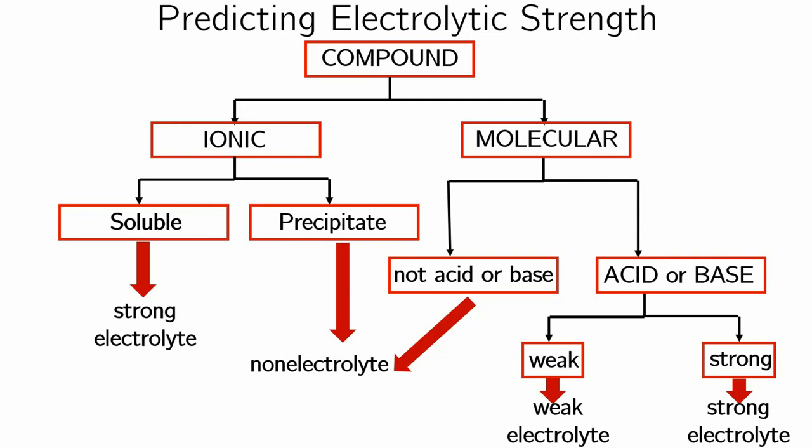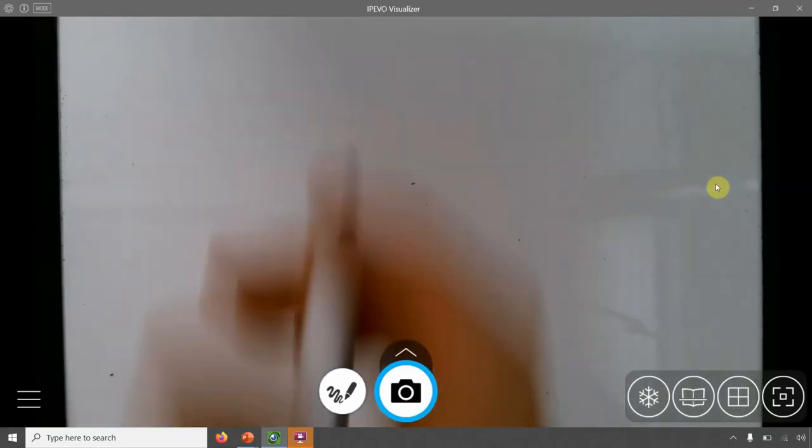If I look at acids or bases, though, I might get weak electrolytes or strong electrolytes depending on how weak or strong the acid is. If I have a weak acid, it will be a weak electrolyte. If I have a strong acid, it's going to be a strong electrolyte. Weak base, weak electrolyte. Strong base, strong electrolyte. So if you follow this mapping, you will always get this right. Let's look at some examples. I have, I don't know, about a dozen of them.